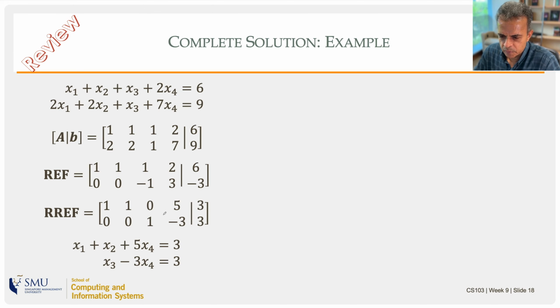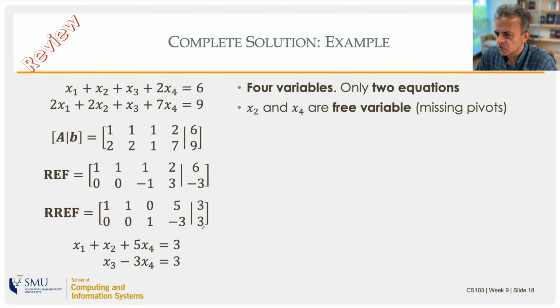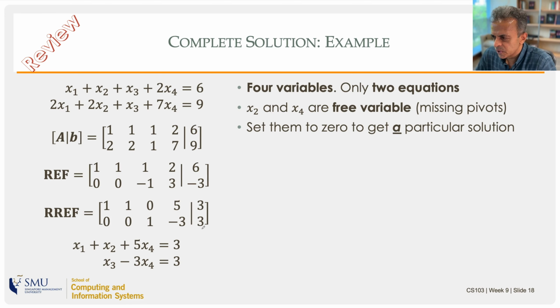x1 plus x2 plus 5x4 equal to 3. No x1, no x2. x3 minus 3x4 equal to 3. So 4 variables, only 2 equations, x2 and x4 free variables, no pivots there. Now let's go through the algorithm for finding the solutions.